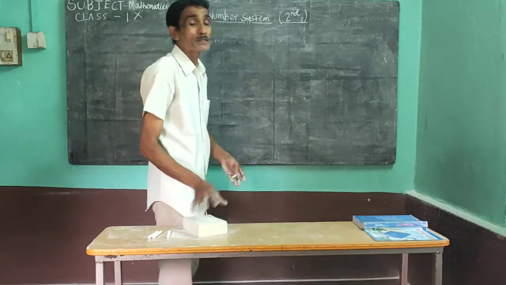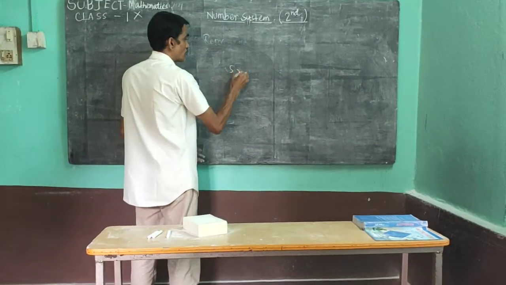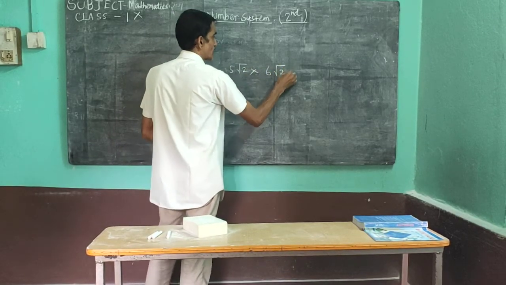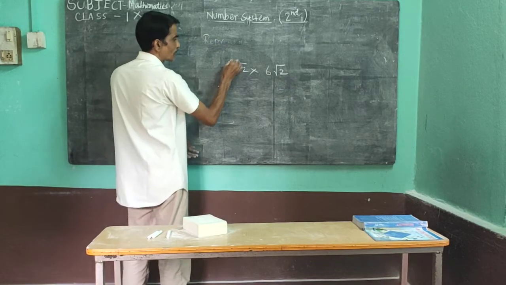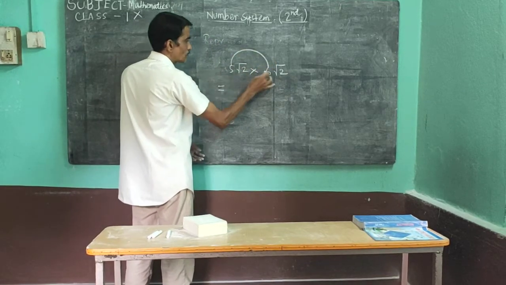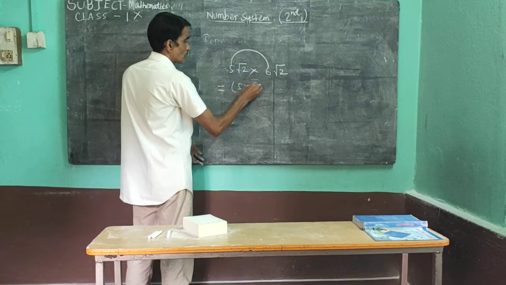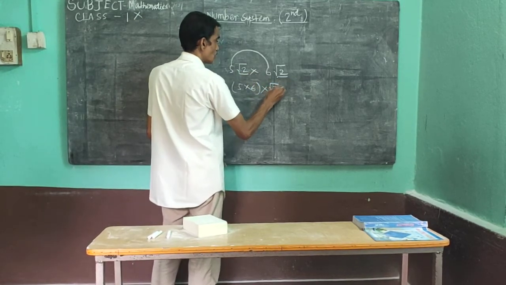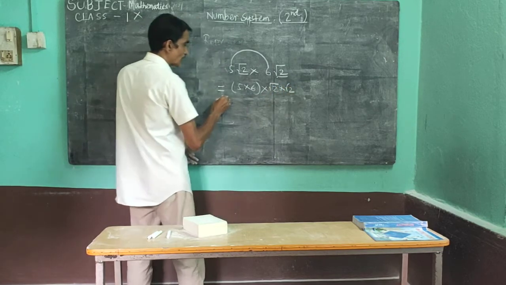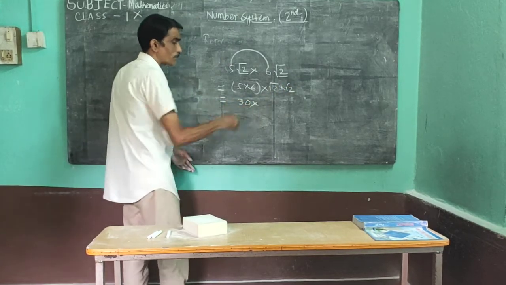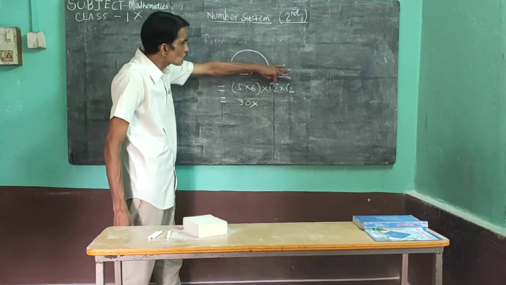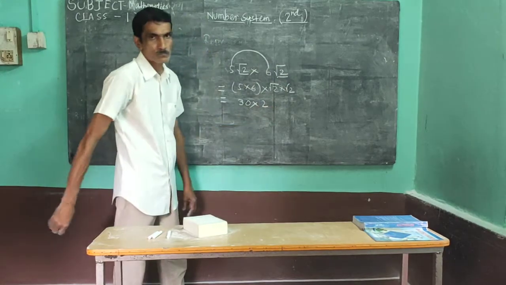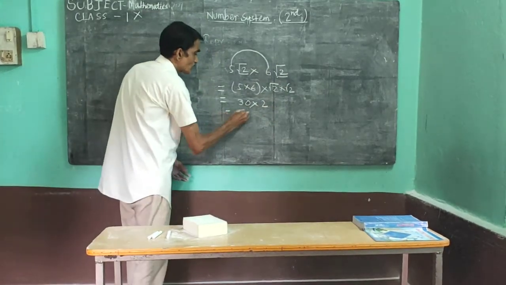What about multiplication? Same question, 5 root 2 multiplied by 6 root 2. First multiply rational with rational, so 5 times 6, that is 30. Again the irrational part, root 2 into root 2. You are getting root 4, and your simple answer is 2. So your answer is 60.